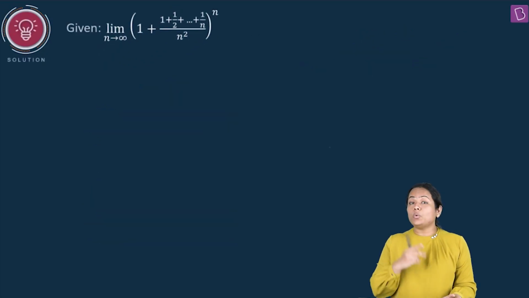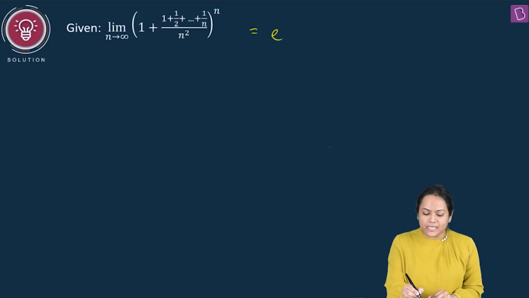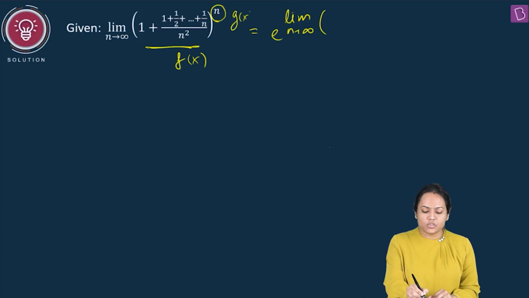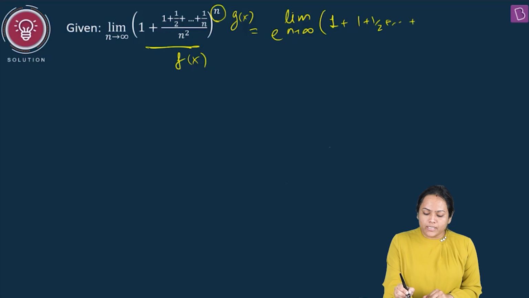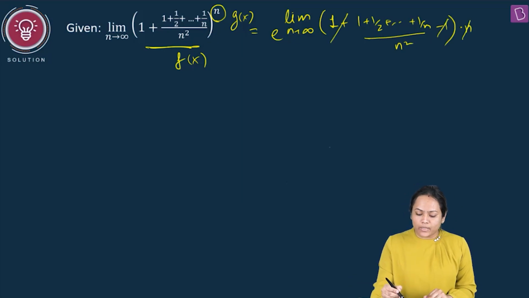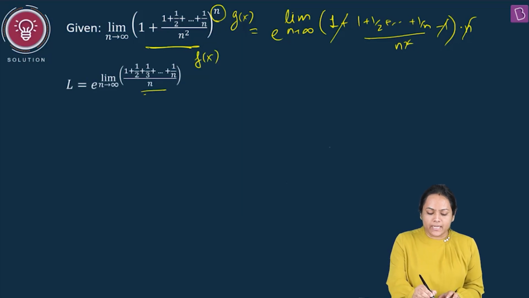Now comes the question, how do we solve this 1 raised to infinity form? Well, the formula is, it can be written as e raised to limit n is approaching to infinity. If I take the base as f(x), then it's f(x) minus 1 multiplied by the power, which is g(x). So it's going to become (1 plus 1 by 2 till 1 by n) divided by n square minus 1, multiplied by n, right? So this 1 got cancelled and 1 n is also getting cancelled. So we are left with e raised to limit n is approaching to infinity and this entire term.